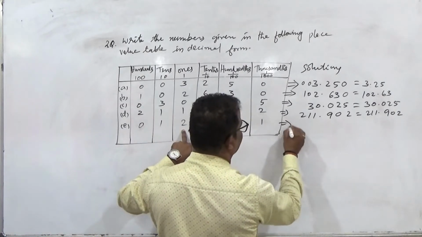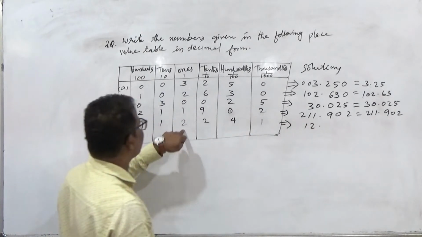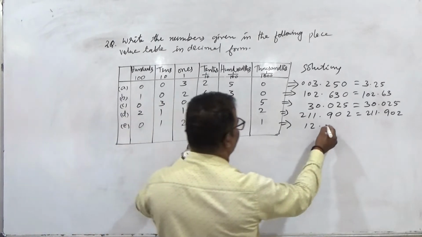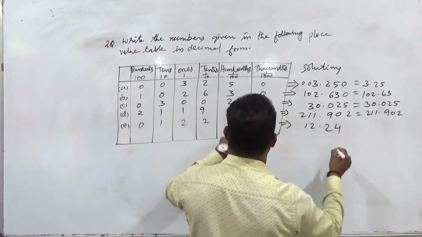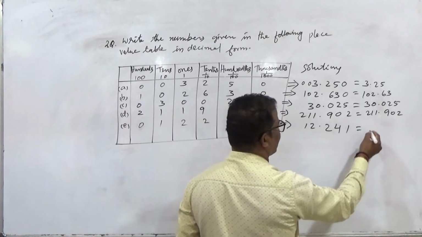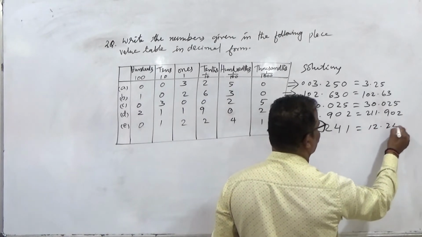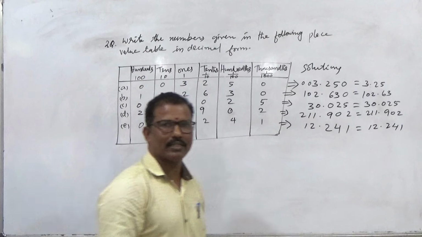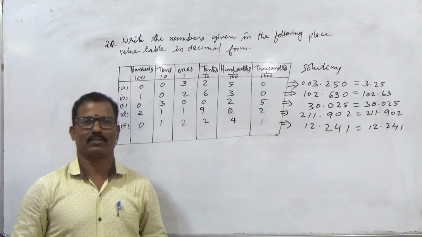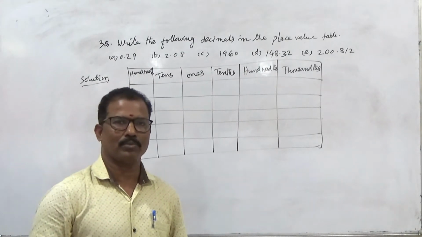So 12 point, then the decimal place started: tenths 2, then hundredths 4 and thousandths 1. That means it is 12.241. Understand all of you? Good. Students, now we are going to see the third question of this exercise.